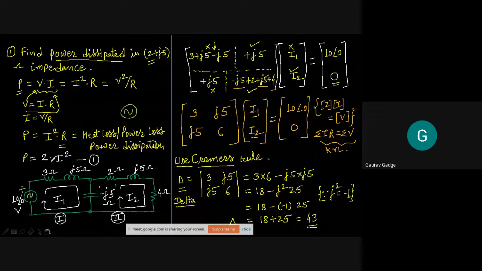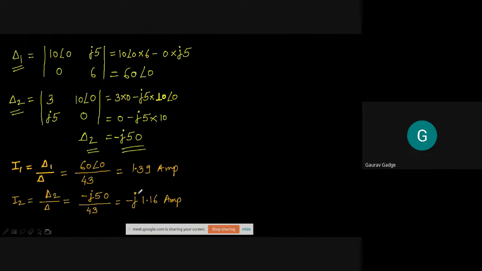2 into I square. अब 2 into I square यानी यहाँ पे इस particular term से कौन सा current pass हो रहा है? Can anyone guess? I think no need to guess. It is I2, right? And I2 का value हम लोगों ने already find कर दिया है. So it is minus J 1.16, right?